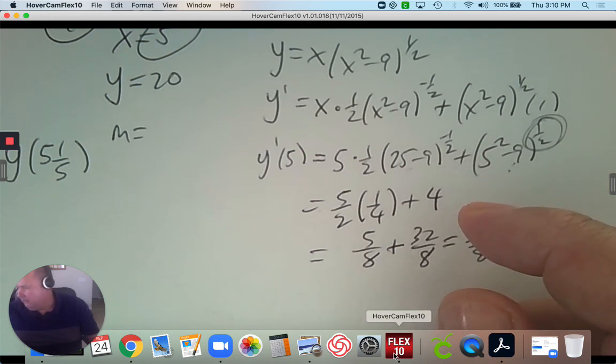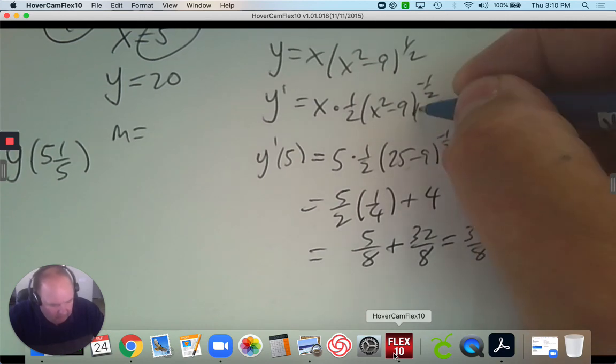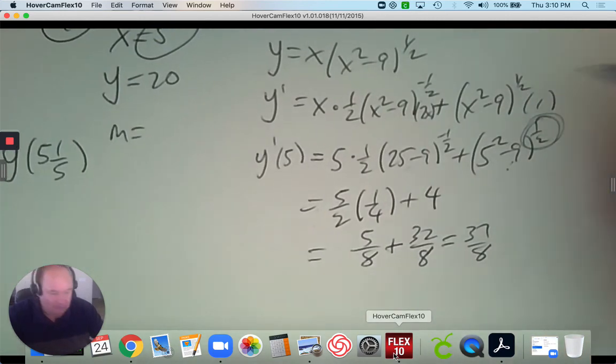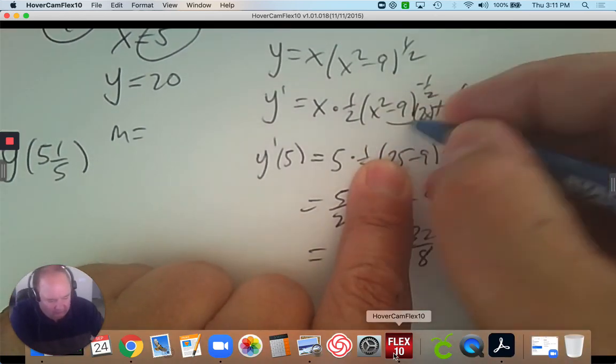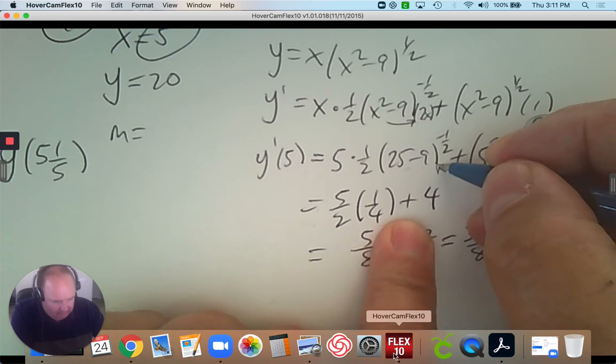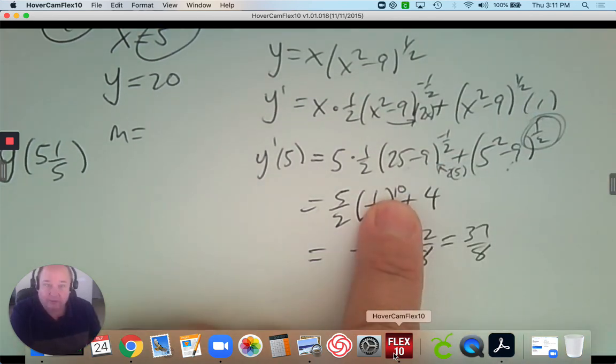Did I do that right? Let me see. Oh, you know what I forgot? I forgot the hook right here. There's a hook, 2x. That's what I forgot. Did any of you do that and say, hey, there's a chain rule? There's a chain that you forgot. So right here, there's a chain of 2 times 5. So 2 times 5 is 10. That's what I forgot, is the 10.